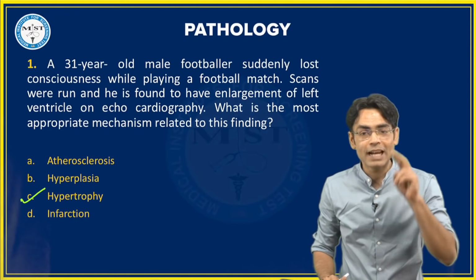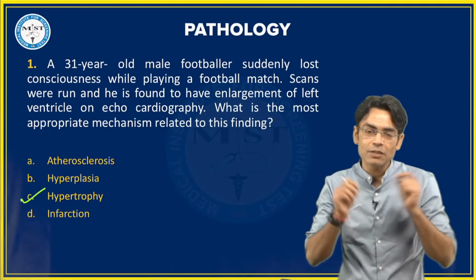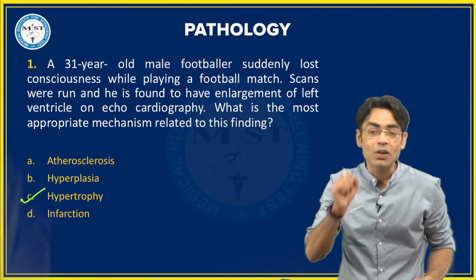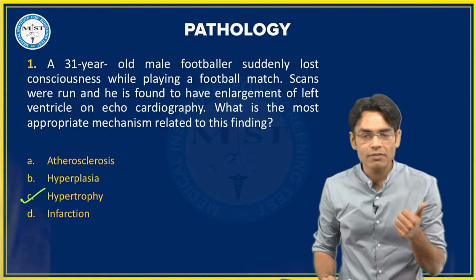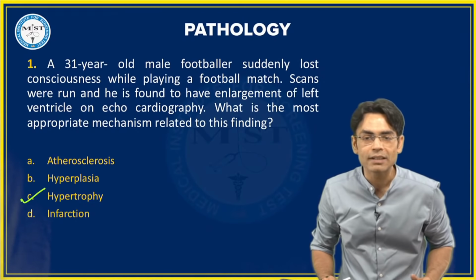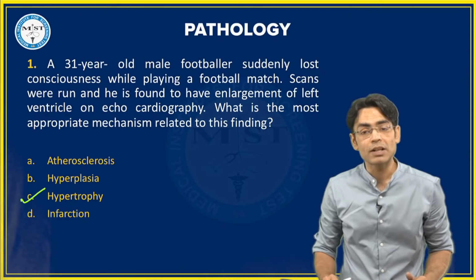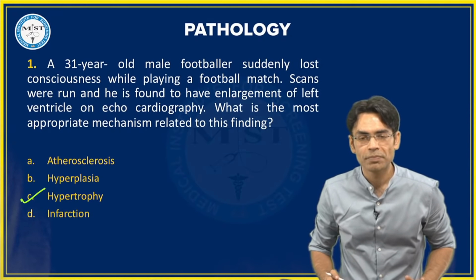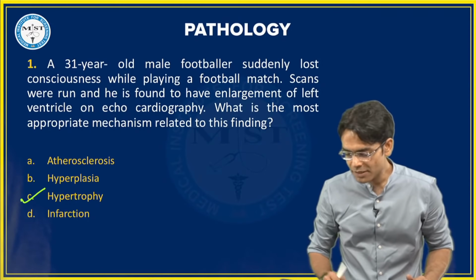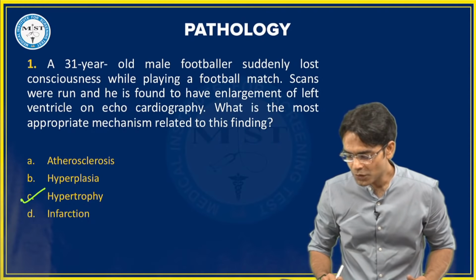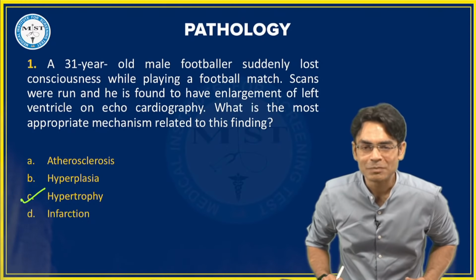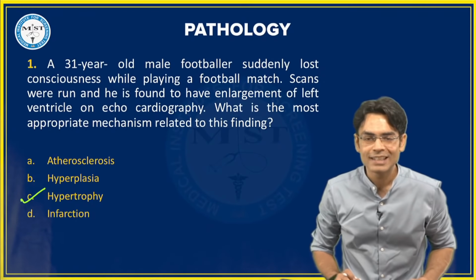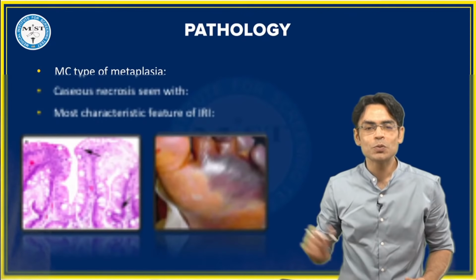And we know that if the size of the heart is increasing, the mechanism is always hypertrophy, because your cardiac myocytes are non-dividing cells. So if anything is happening in your heart, or for that matter your skeletal muscles, the only process by which the size increases is hypertrophy. Hyperplasia can't be the answer here. Somebody has written B also, but B is not right. Heart muscles are permanent cells. They cannot divide.